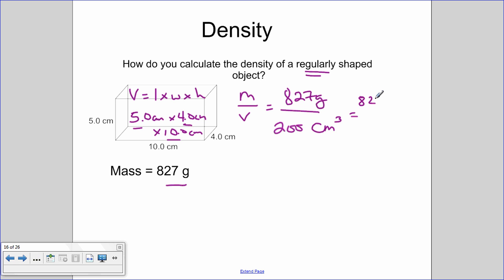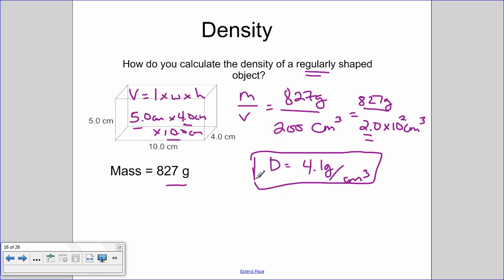So I'm going to rewrite this as 827 grams over 2.0, 2 sig figs here, times 10 to the second centimeters cubed. All right, so once we do our division here, you'll see that we now have density is equal to 4.1 grams per centimeter cubed. And the final answer is in how many sig figs? It's in 2 sig figs, and that is good because our weakest link would have been the volume here, being the 2.0. This up here has 3 sig figs, so the weakest link was the 2 sig figs, and that is going to indicate our final answer, sig figs.